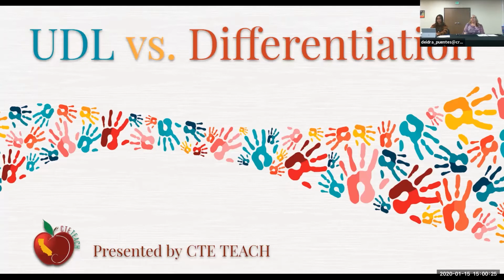I wanted to let everyone know that we're going to do the format a little bit differently. We're going to start off with the UDL versus differentiation content, and then towards the end, we will move into the Q2 recap for the CTE TEACH grant. I'm doing it this way because I have invited people who are not part of the grant to attend the webinar, so I want to give them the opportunity to see the UDL versus differentiation content without having to stay for the update on the CTE TEACH grant.